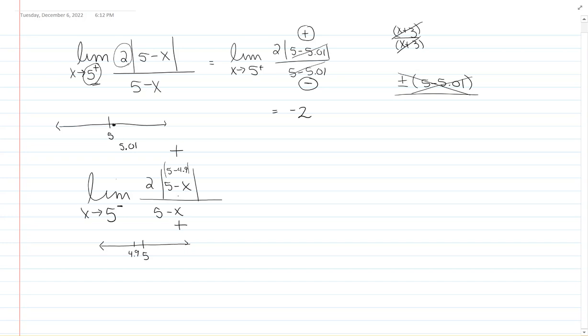So you're multiplying by positive 1 then. And then that answer would come out to a positive 2.